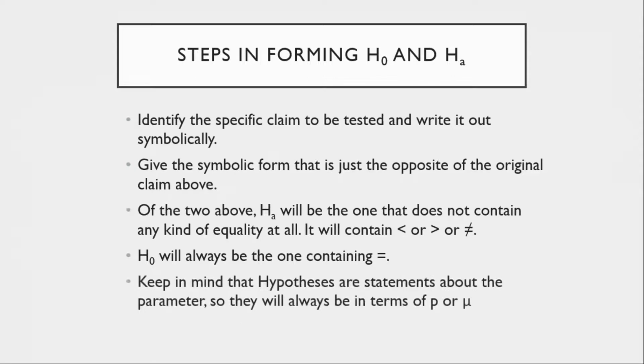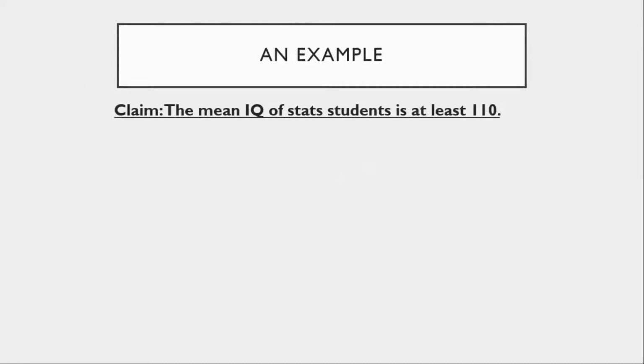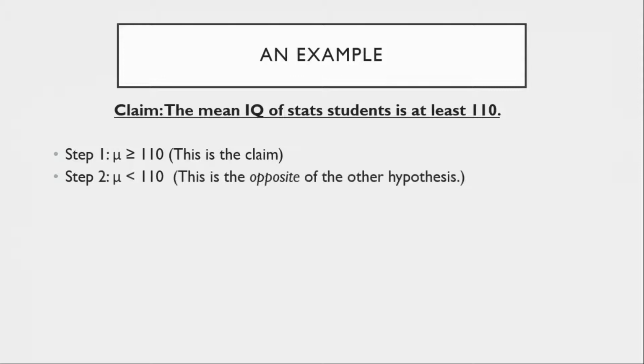The last thing I want to note here is that, again, hypotheses are statements about parameters. So they will be statements about the population proportion or the population mean. So let's run through an example here. Let's say that I have a claim that the mean IQ of stat students is at least 110. Well, one of these claims is clearly that the mean test score for the population of every stat student, that's a parameter, is greater than or equal to 110, right? At least 110. The opposite of that statement would be that the average is less than 110.